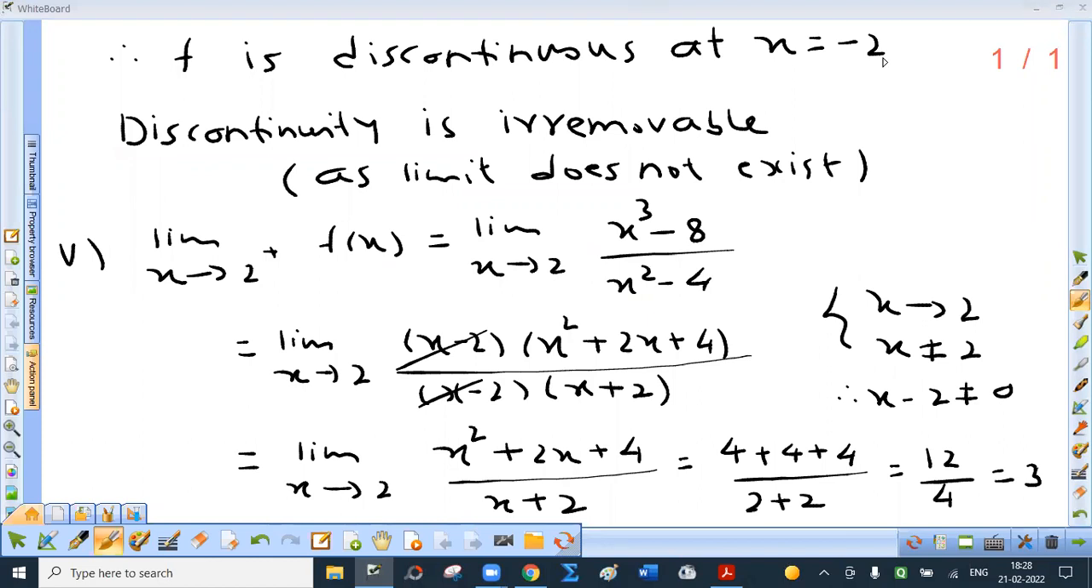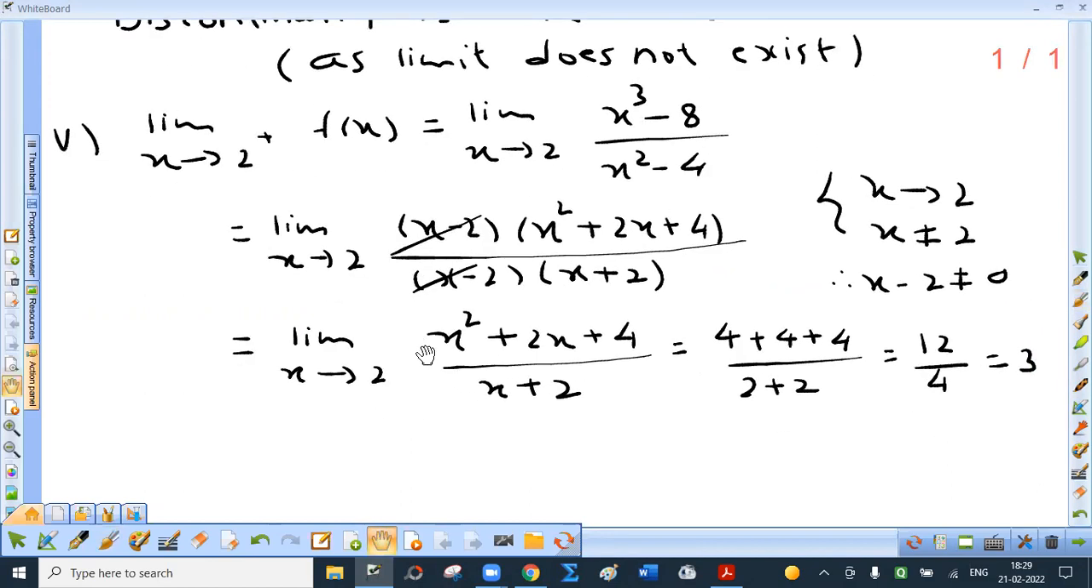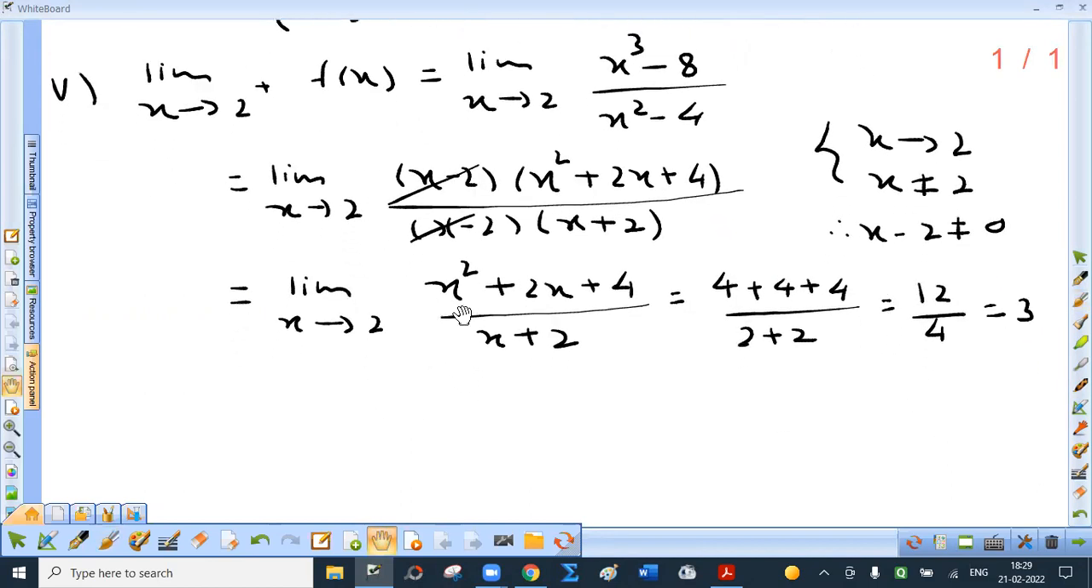First part is simple. What are the factors of x cube minus 8? x minus 2, and the other factor, please don't say x square plus 4x. It is x square plus 2x plus 4. A cube minus b cube has factors a minus b, a square plus ab, not twice ab, a square plus ab plus b square. What about the denominator? x minus 2, x plus 2. Cancel x minus 2. Take the limit. So the value of the right hand limit comes out to be 3.